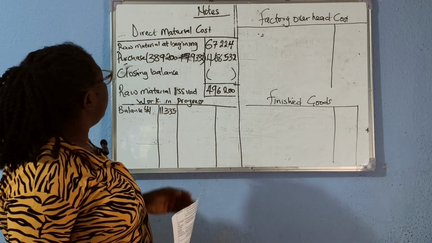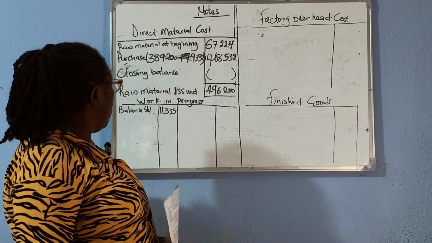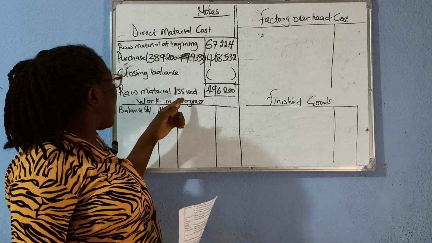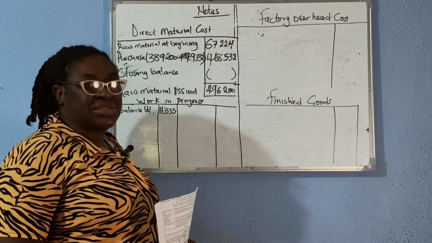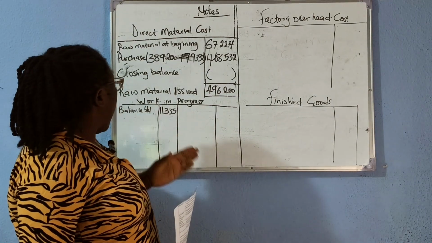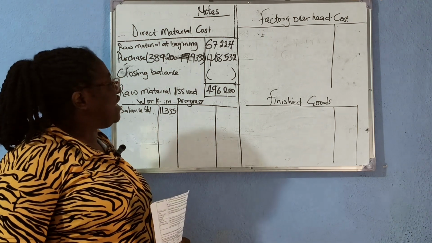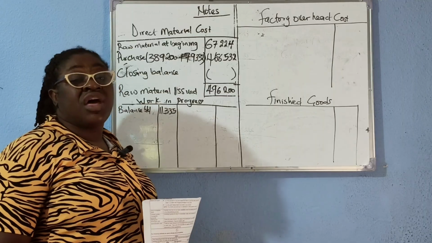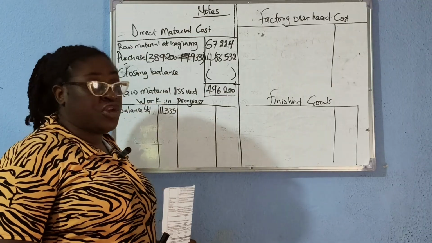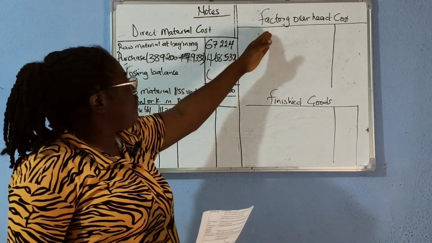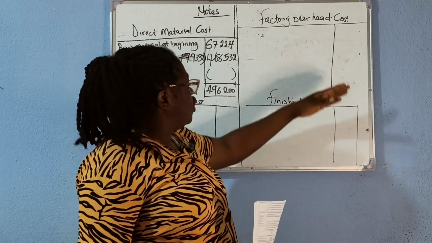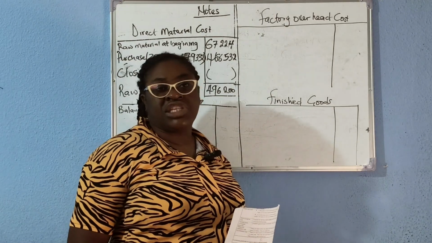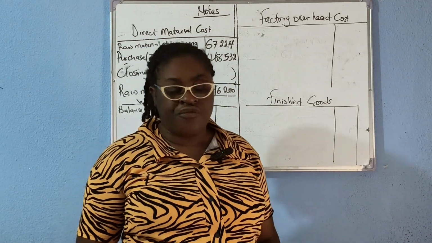So we start with the direct material cost note. The reason for this note is to get the raw material issued. We look at the work in progress as a ledger. The reason for the work in progress is to get the cost of finished goods, and then the factory overhead cost, to get the total factory overhead cost. And for finished goods, the reason is to get the cost of sales.